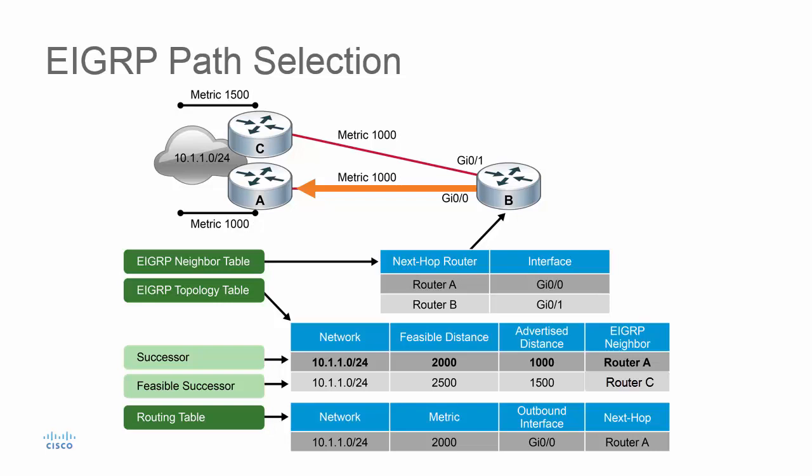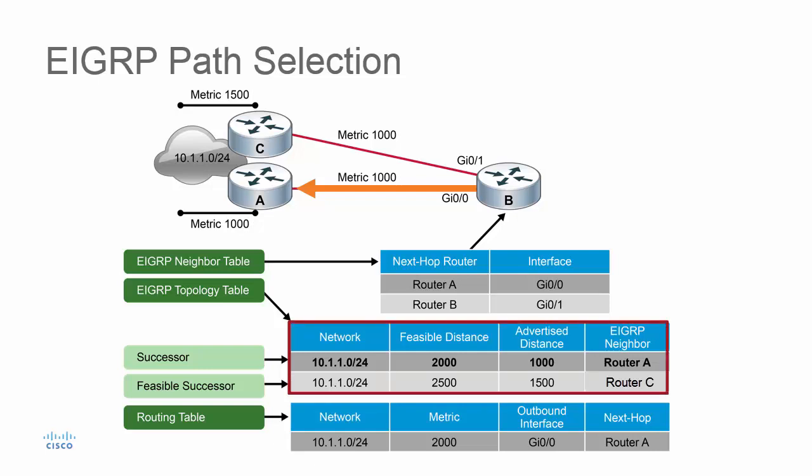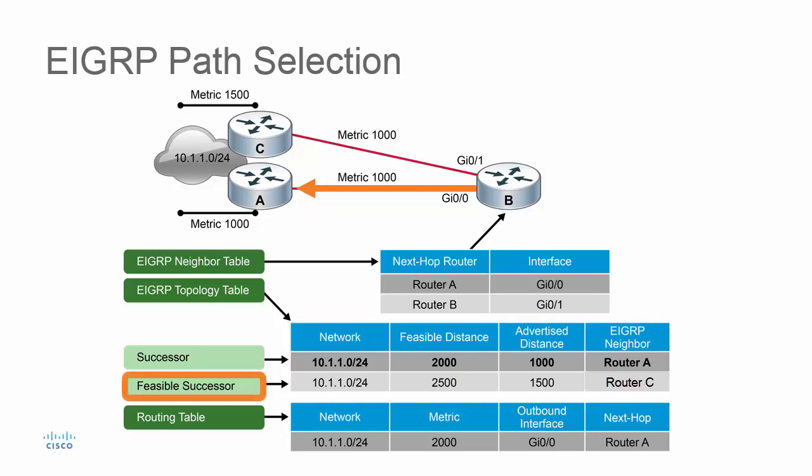The route with the smallest FD that is installed in the routing table is called the successor route. Router B then chooses a backup route to the successor that's called a feasible successor route, if one or more feasible successor routes exist. We have a backup or feasible route via router C in this example. You could ask yourself, what happens if the route via the successor, router A, becomes invalid? There are several reasons why this could happen, possibly because of a topology change, or if a neighbor changes the metric.